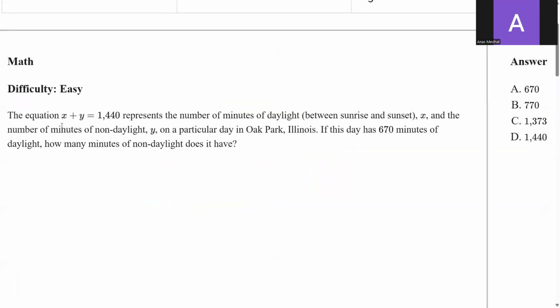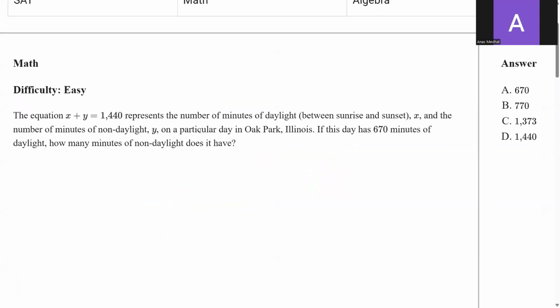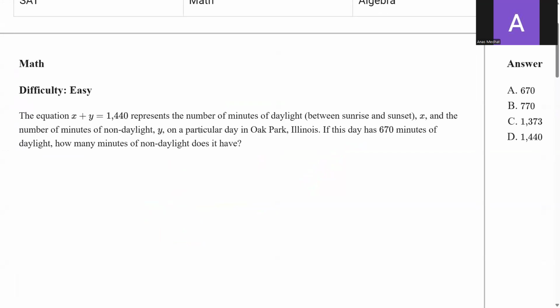The equation x plus y equals 1440 represents the number of minutes of daylight between sunrise and sunset x, and the number of minutes of non-daylight y. If this day has 670 minutes of daylight, how many minutes of non-daylight does it have? Easy question. You will substitute 670 and get y.